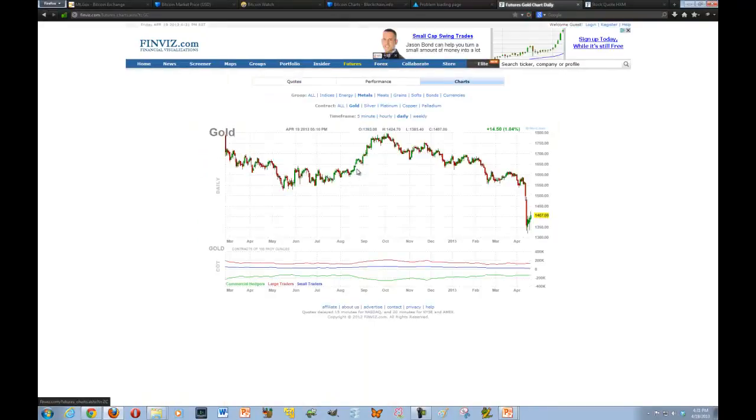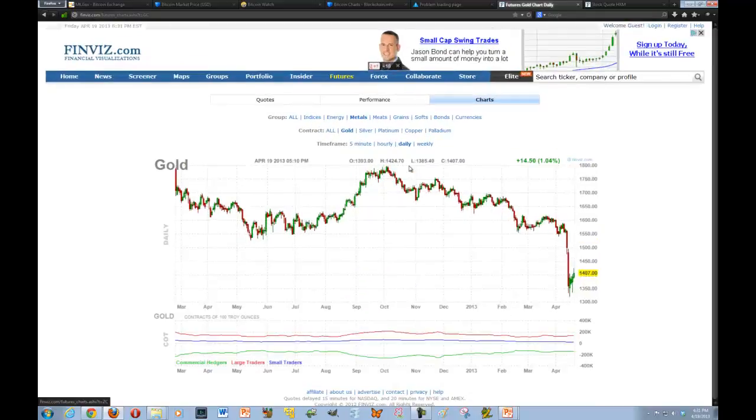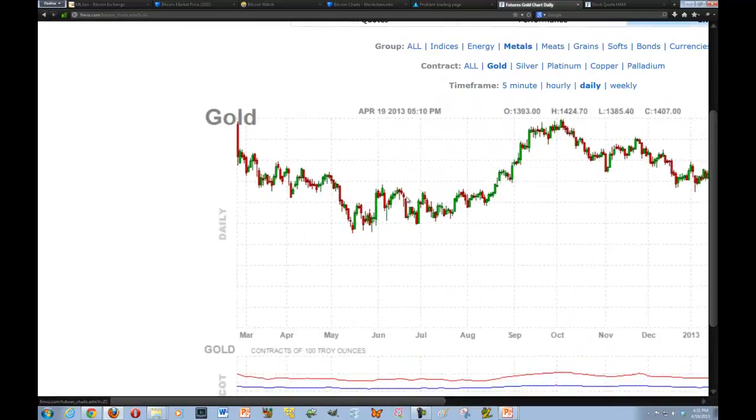And these are called candles. How you read a candle, let's see if we can zoom in a little bit. Okay, so if it's green, this is where the market opened, and this is where the market closed. And if it's red, the market opened at the top, and the market closed at the bottom. So gold took a huge dip, went up, dip, up, and so forth.